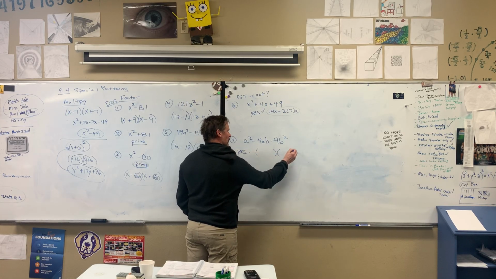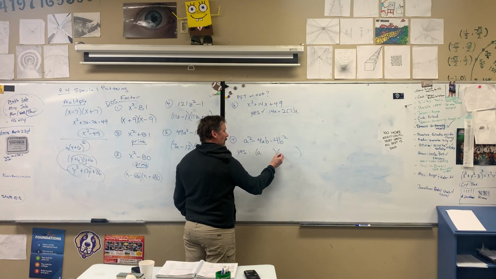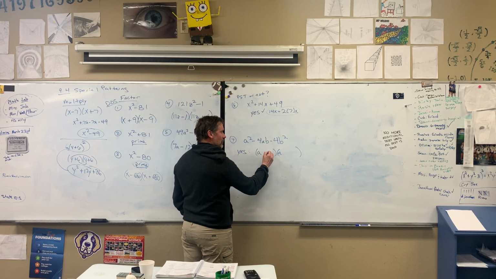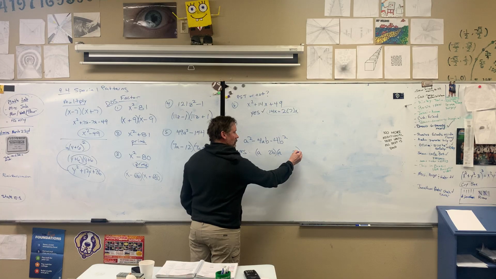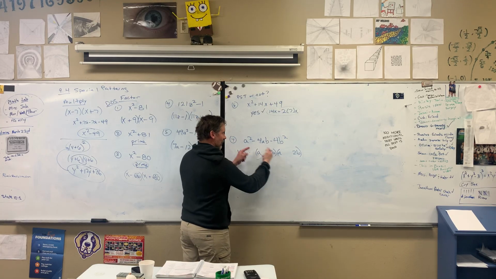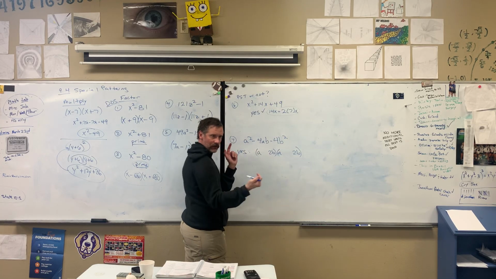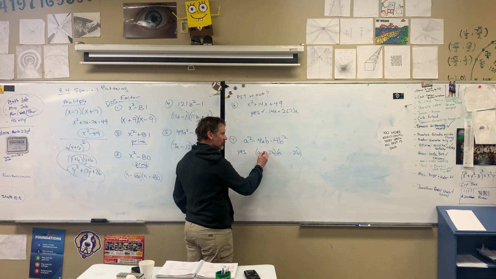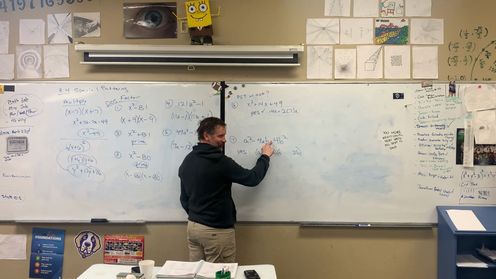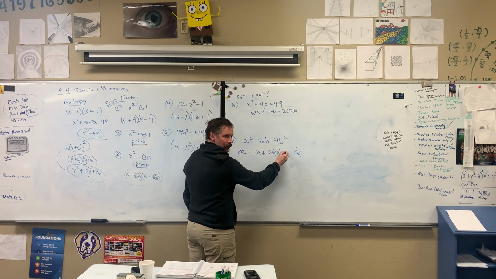If we went to factor this, a times a, right? That's correct. And then you would say 2b times 2b, correct? Right? So a times a squared, 2b times 2b, 4b squared. But then to get a negative here, what would I have to do? A plus and a minus.